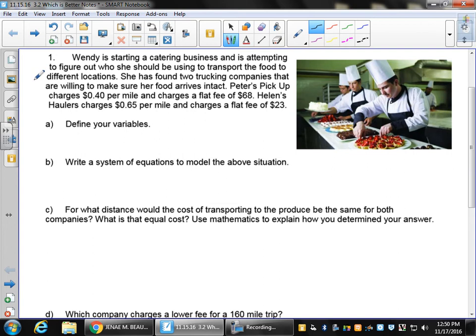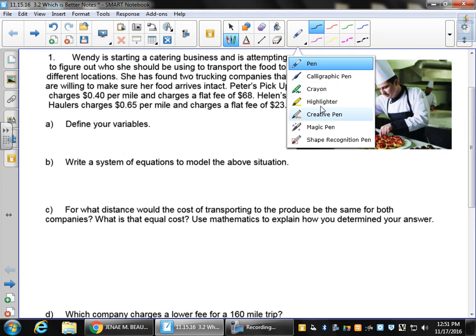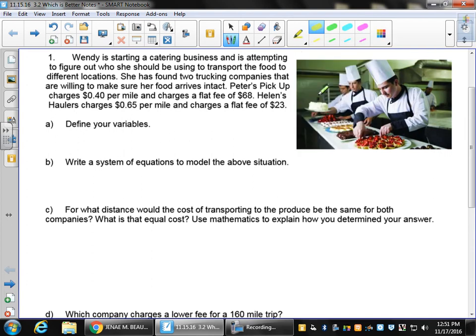Wendy is starting a catering business and is attempting to figure out who she should be using to transport the food to different locations. She has found 2 trucking companies that are willing to make sure her food arrives intact. Now, I'm just going to pause my reading. As soon as I see here 2 trucking companies, I'm going to get 2 highlighters out because I know I'm going to be looking for 2 separate companies. So pause here for a moment if you need to go get 2 highlighters or a highlighter and underline.